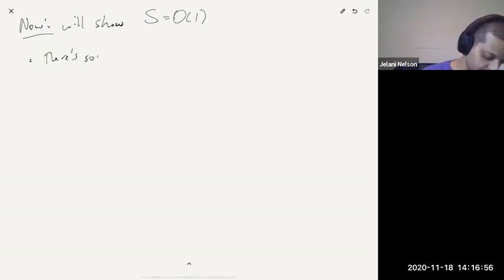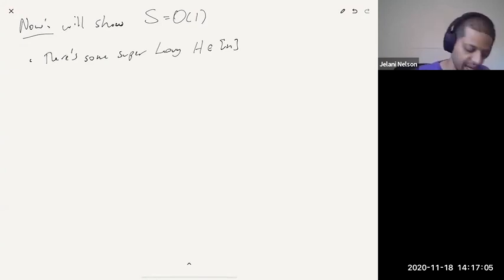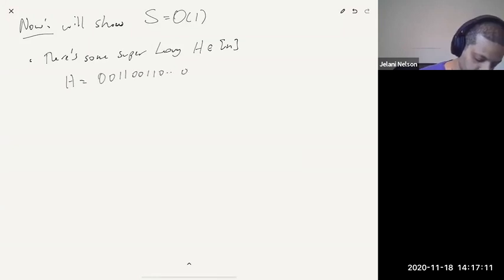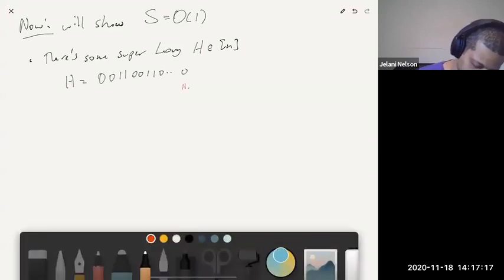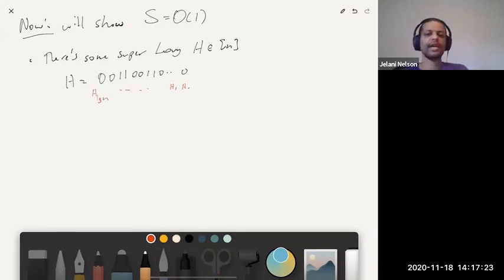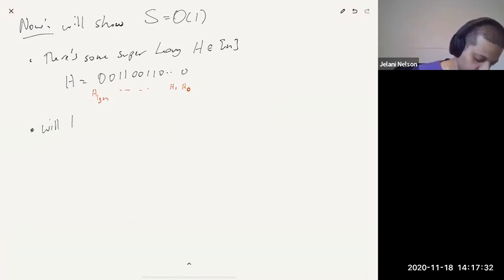So there's some super heavy item, I'll call it H, which is a number between 1 and n. And I can write H in binary, right? So this is H0. And our goal here is going to be to learn the bits of H one by one. So we'll learn H one bit at a time.